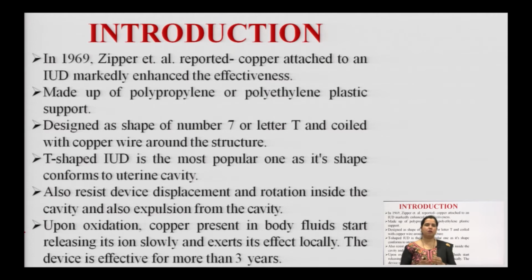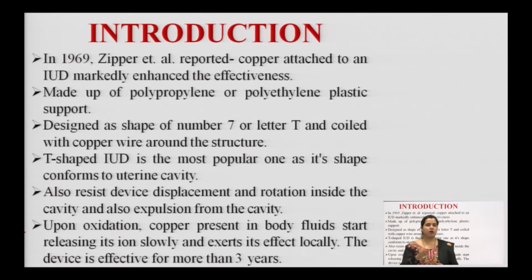In both shapes and designs, the copper-bearing IUDs are available, coiled with copper wire around the structure. Let it be 7, let it be T, in both shapes the copper wire is coiled around the structure. The T-shaped IUD is the most popular as its shape conforms to the uterine cavity.